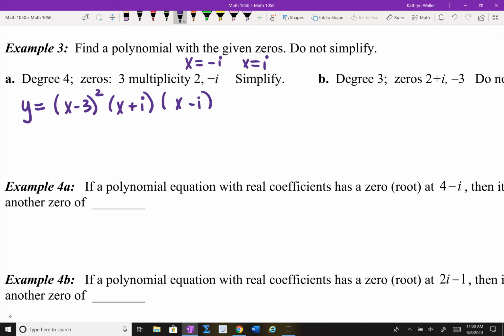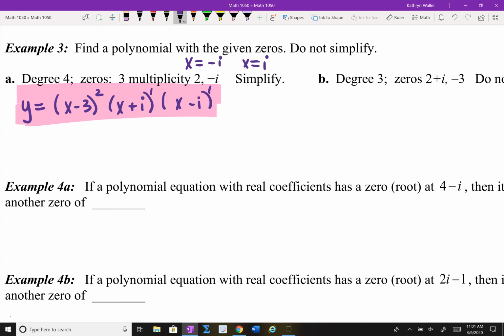Now, if I check my degree, I've got 2, 3, 4. So I'm totally good, and that's my answer. Do not simplify means don't multiply it out. Some of you are not reading the directions. There was a difference quotient problem with the squared, and it said right on there, do not simplify. And some of you just kept going all the way to the end. Do not simplify means put it in and leave it be.